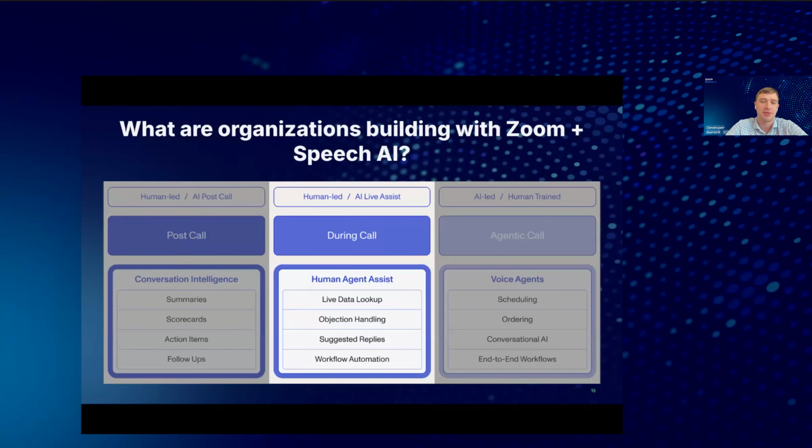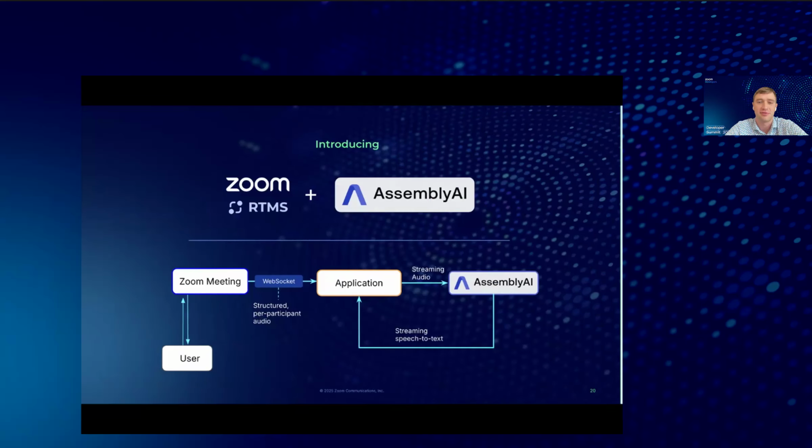Organizations are building three types of applications with Zoom and AssemblyAI. Post-call solutions for conversational intelligence, such as post-call summaries, scorecards, and follow-ups. Live agent assist solutions, which we'll actually demo today. These support live data lookups, objection handling, suggested replies, and workflow automation, and also fully AI-led solutions with voice agents handling tasks like scheduling, ordering, and complete conversational workflows.